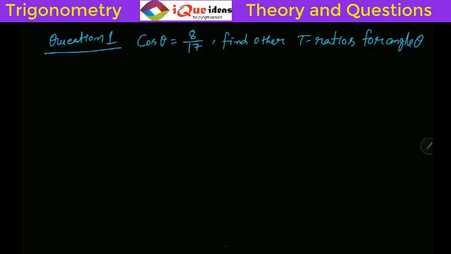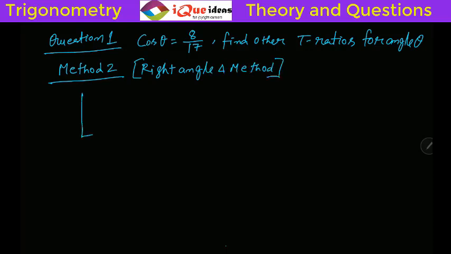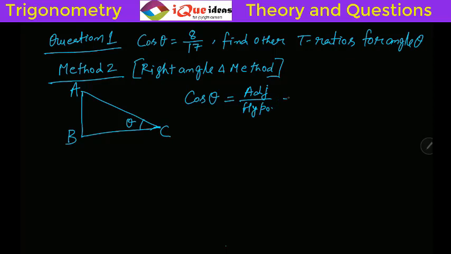Let's take up the second method, method 2 of this question. Method 2 is also called the right angle triangle method. What we do in this is, initially we draw a right angle triangle and we assign one of the angles as theta. So let's say this triangle is ABC and let's say this angle is theta. Now in this triangle, for this angle theta, cos theta will be defined as the ratio of adjacent to hypotenuse. Now the adjacent side here is BC and the hypotenuse is AC.